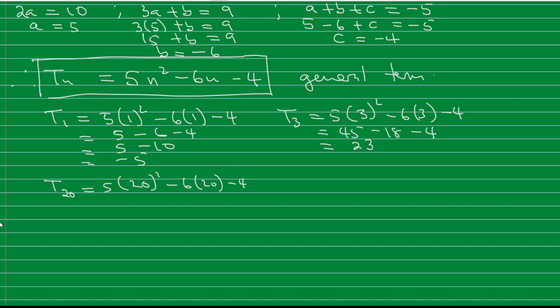Now let's get some more examples. We're going to give it another run. So now we know the background of where these terms are coming from: 2a, 3a plus b, a plus b plus c, and so on. These terms, we can have different terms, but the expressions will remain the same.